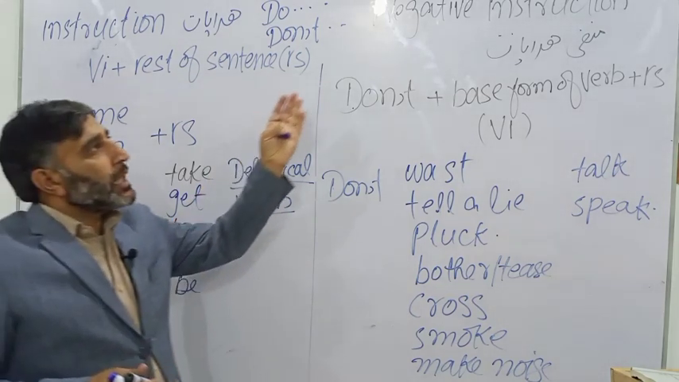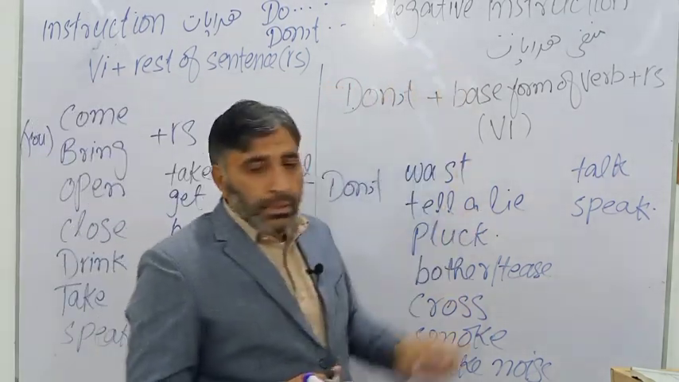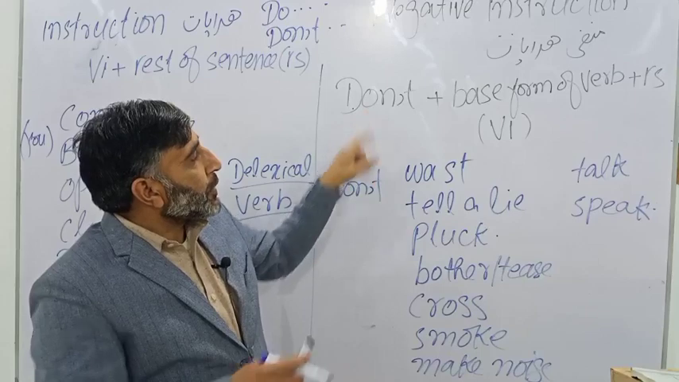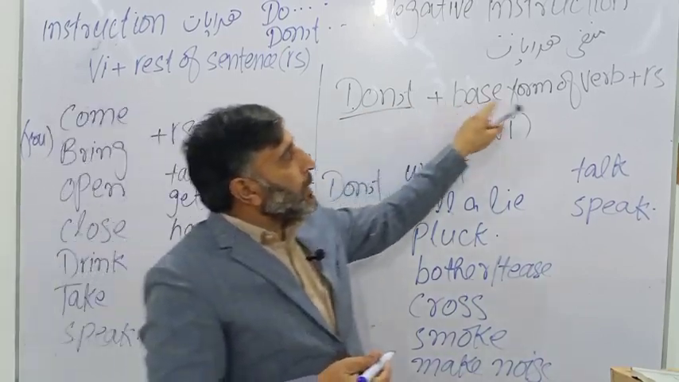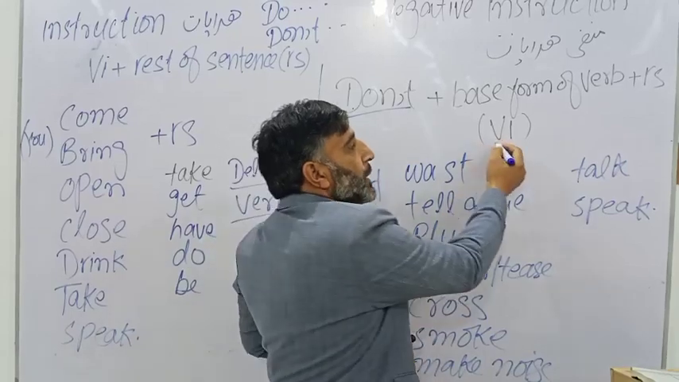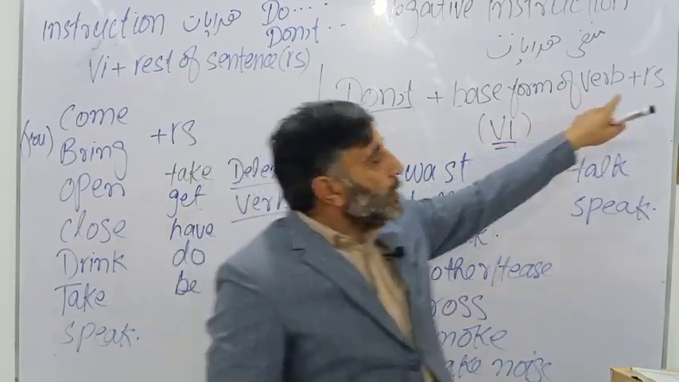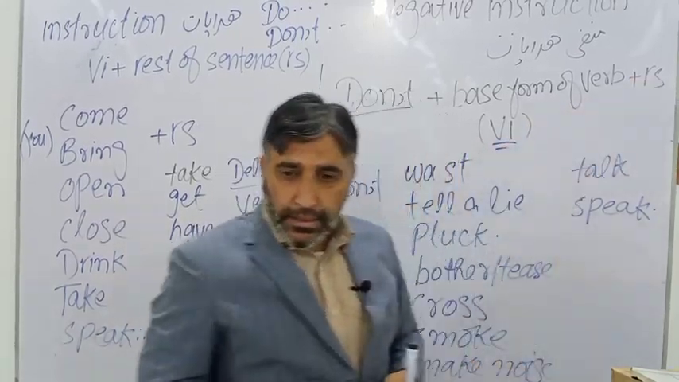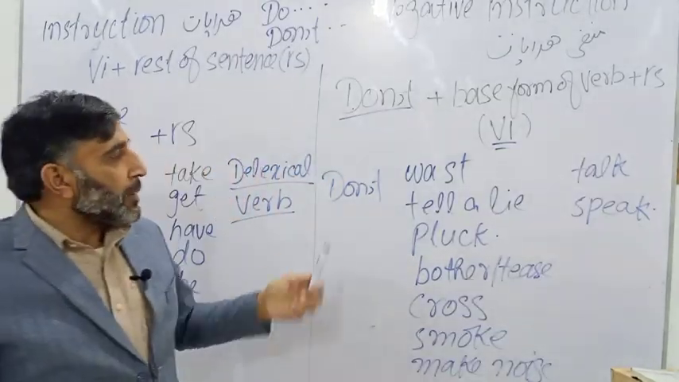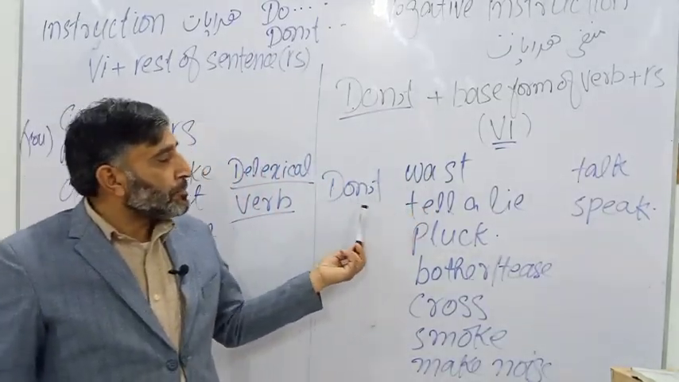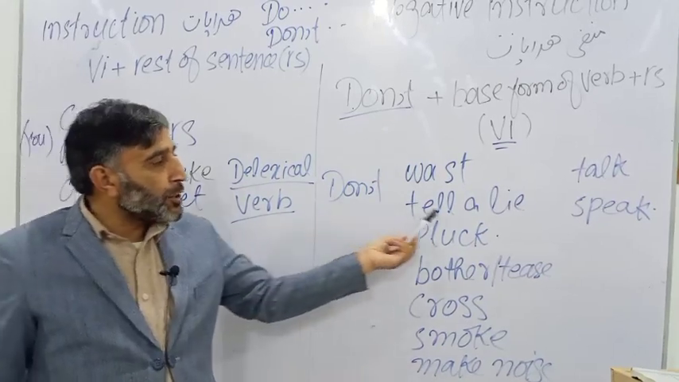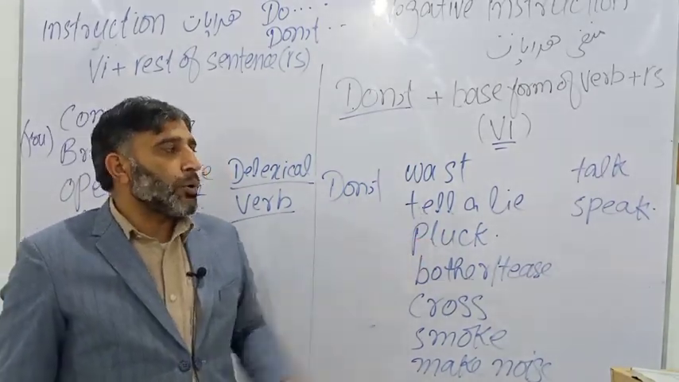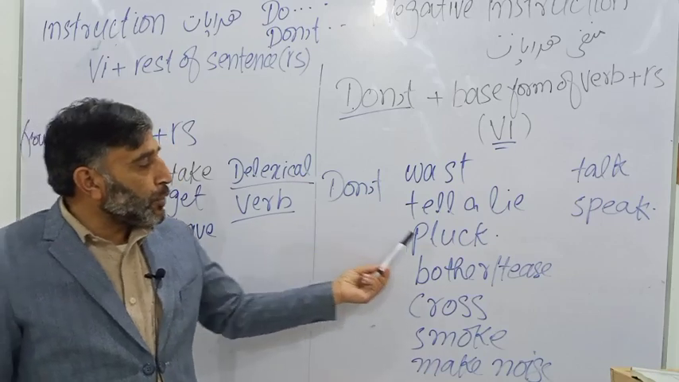And when we give negative instruction, dear viewers and listeners, so then we begin from what? Don't. And after don't, the base form of the verb we use. And after that we use the rest of the sentence. Yes. For example, waqt zaya na karo. Don't waste your time. Jhoot na bolo. Don't tell a lie. Phoolon ko mat todo.